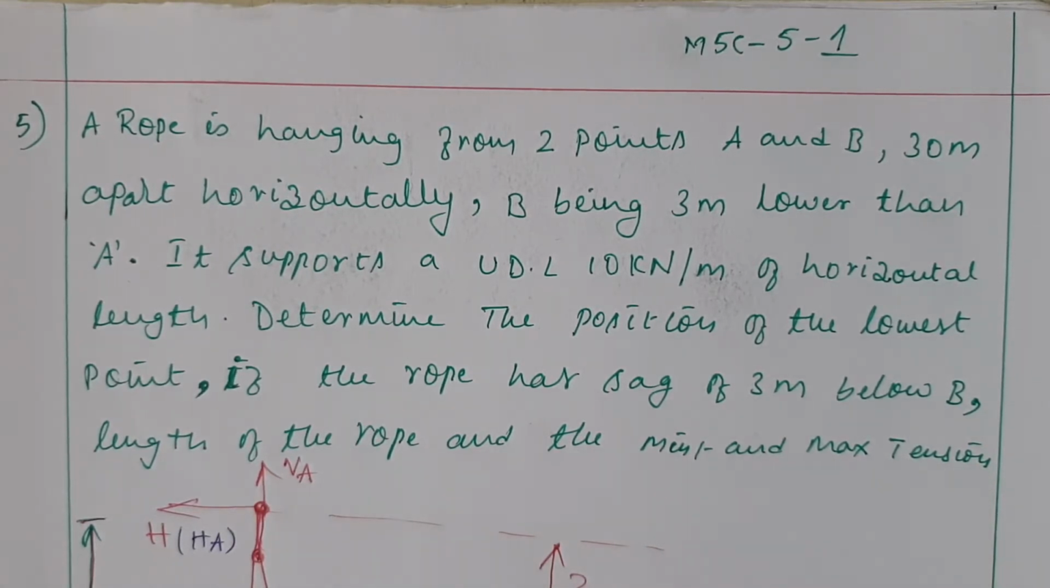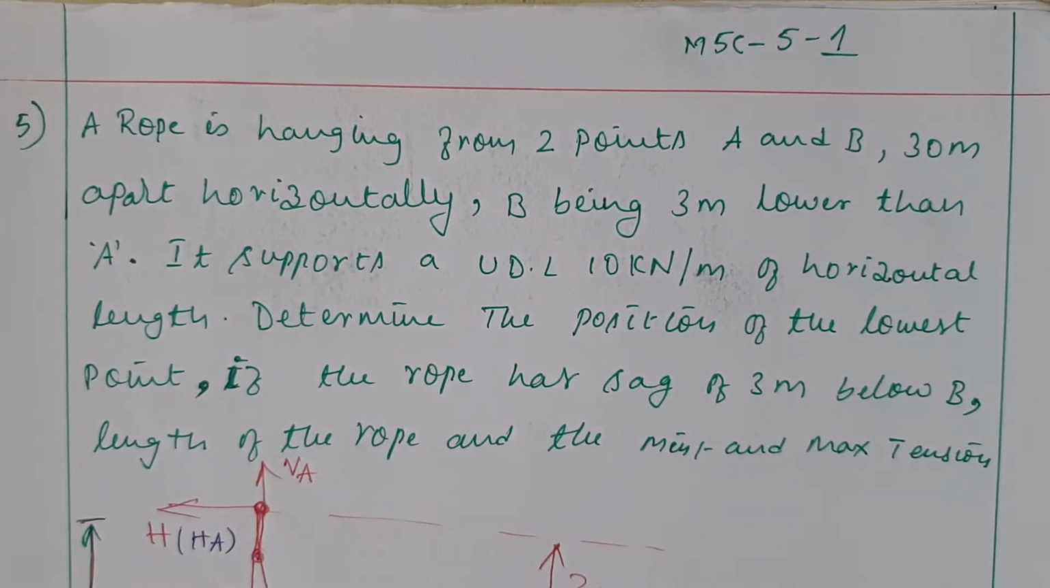Determine the position of the lowest point if the rope has a sag of 3 meter below B, the length of the rope, and the maximum and minimum tension. That is what you have to determine from this. See, it is given clearly here.